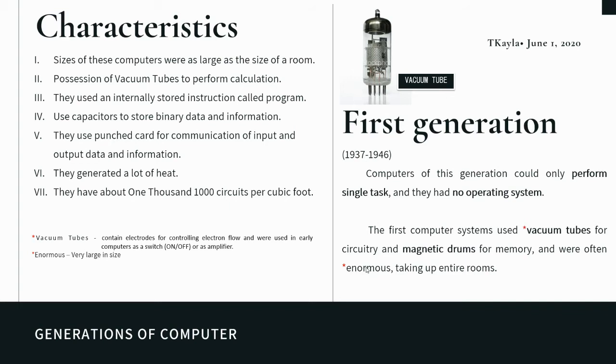The vacuum tubes contained electrodes for controlling electron flow and were used in early computers as a switch, on and off, or as an amplifier.